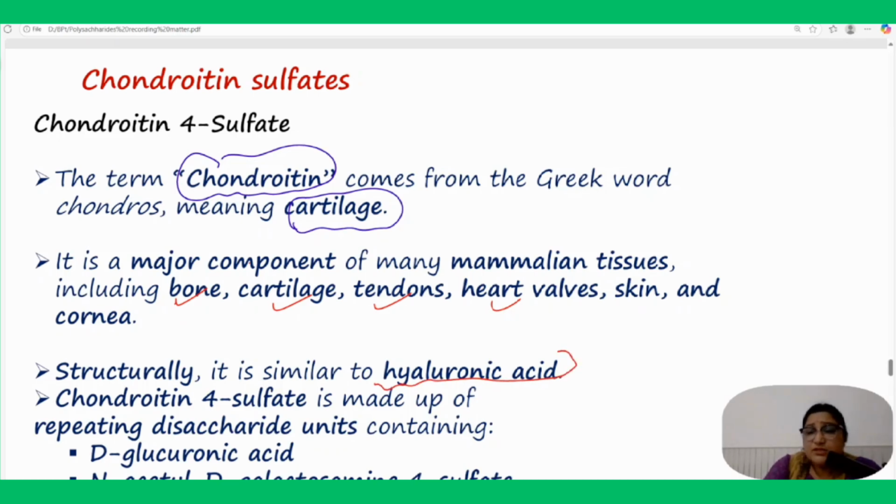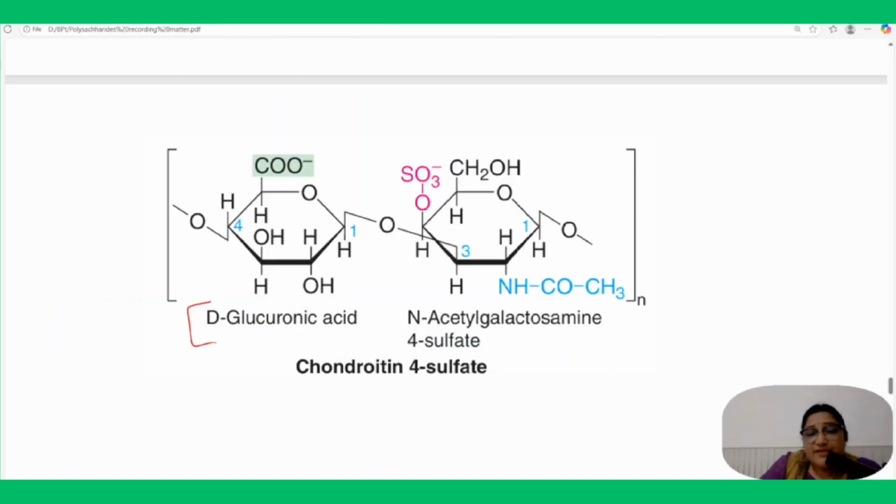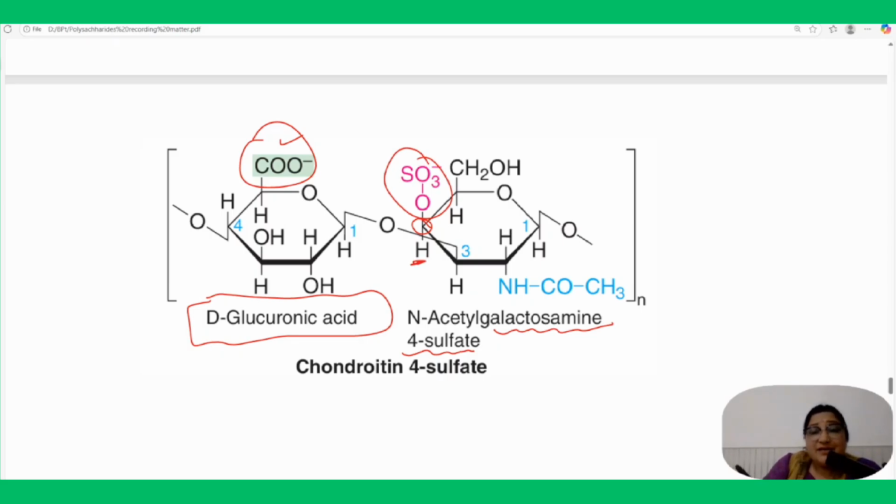Okay. So chondroitin sulfate is made up of repeating disaccharide units of, you can see, this is the glucuronic acid, the acid at the sixth position, and this is N-acetyl galactosamine 4 sulfate. Okay, N-acetyl galactosamine 4 sulfate. So here at the fourth position there is a sulfate, and this is the structure of galactose. Why is it the structure of galactose? Because H is below the plane, and this indicates that this is the structure of galactose.